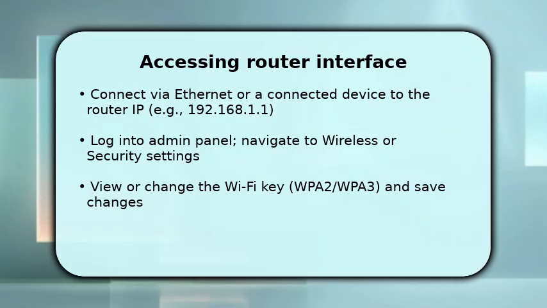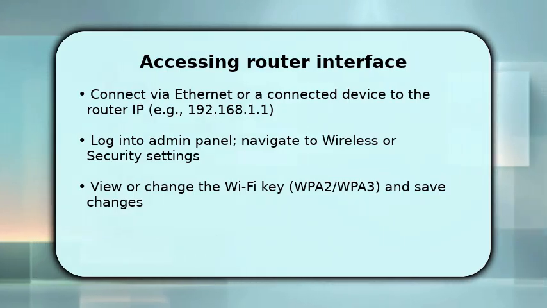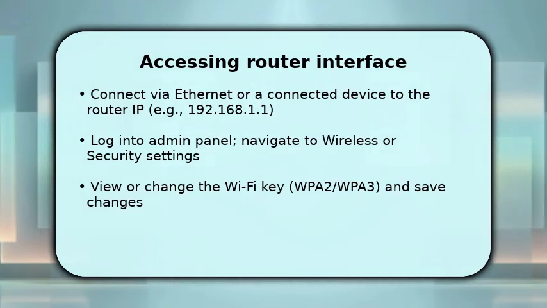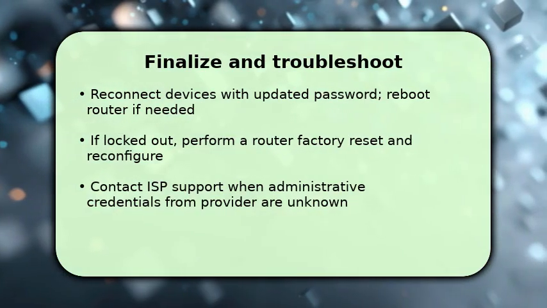Once inside, navigate to wireless or security settings to locate the WPA2/WPA3 passphrase. If the password is masked, you can reveal or replace it. Change it to a strong phrase. You finish by reconnecting each device using the discovered or newly set password and reboot the router to ensure settings apply.